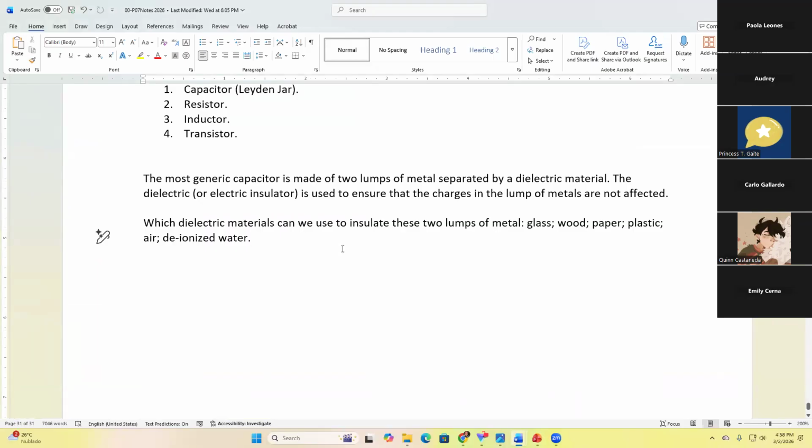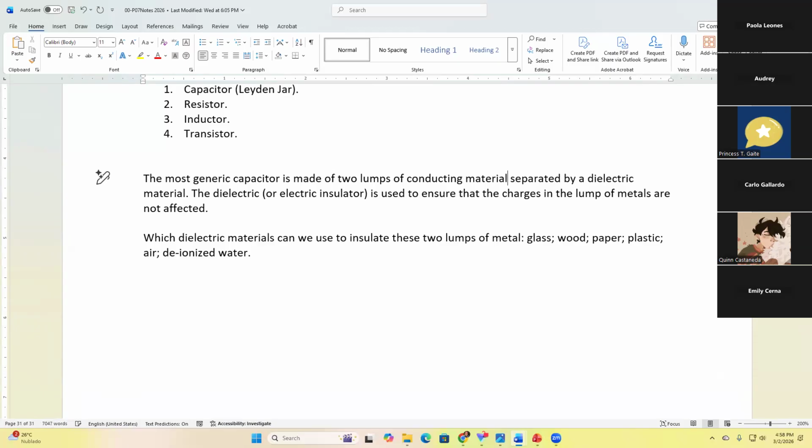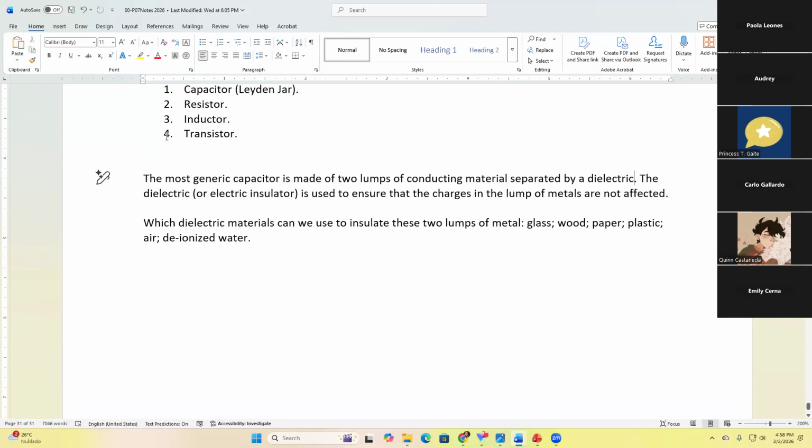I already explained to you what a capacitor is: two lumps of metal separated by a dielectric material. Let's say not two lumps of metal, but two lumps of conducting material, separated by a dielectric. It doesn't have to be metal. You can have a capacitor made of salt water, for instance. Salt water is a conducting material.